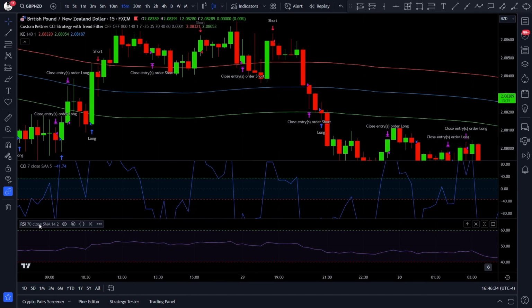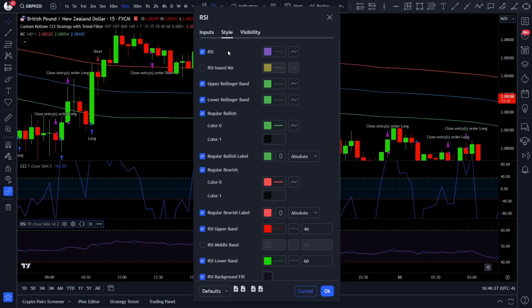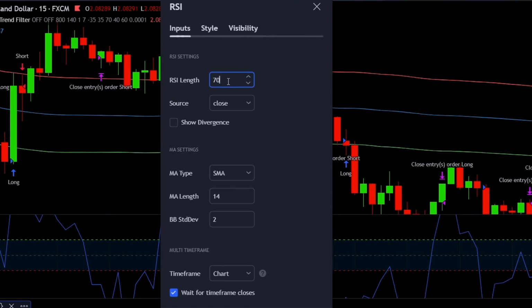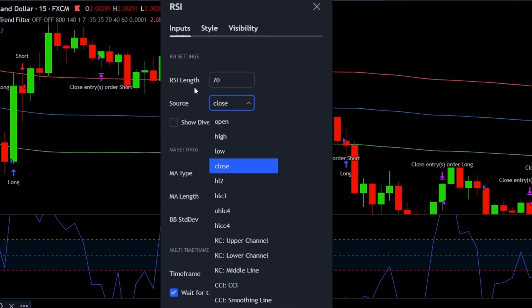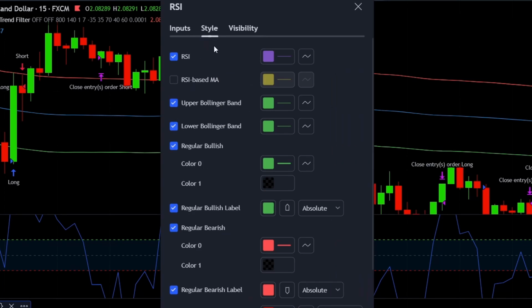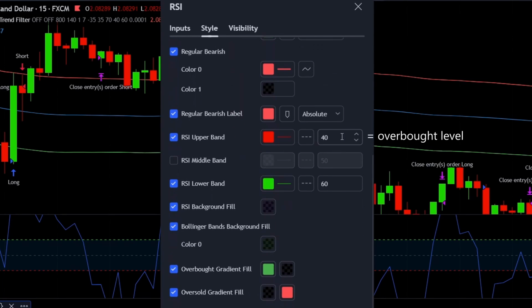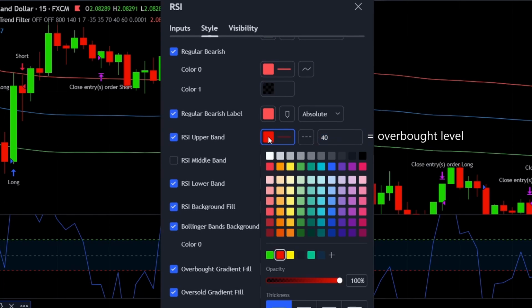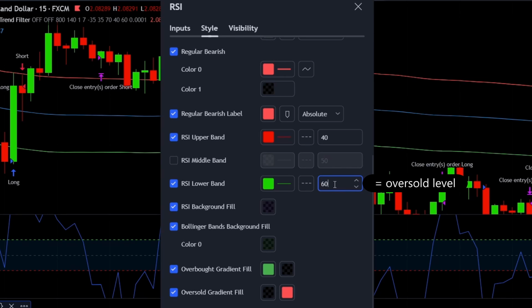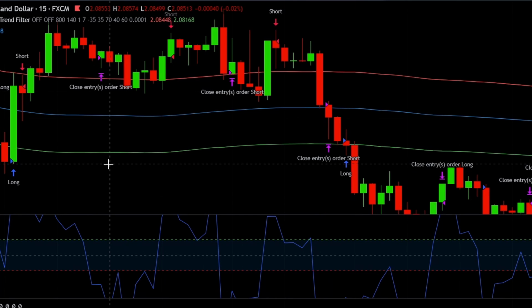And last but not least, open up the RSI settings, change its length to 70, make sure its source is close, then switch to the Styles tab, untick the RSI-based MA as we won't need that. Then scroll down, change its upper band value to 40 and its color to red. Finally, change its lower band value to 60 and its color to green. With that we have the strategy fully set up.